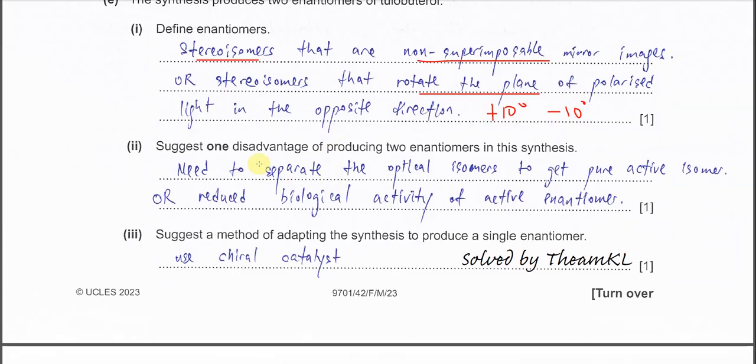Okay, part 2. Suggest one disadvantage of producing 2 enantiomers in the synthesis. The disadvantage is that after the 2 enantiomers are formed, we have to separate them, because sometimes only 1 enantiomer is effective. Therefore, we need to separate the optical isomers to get the pure active isomer for certain diseases. Or we can say that it reduces the biological activity of the active enantiomer.